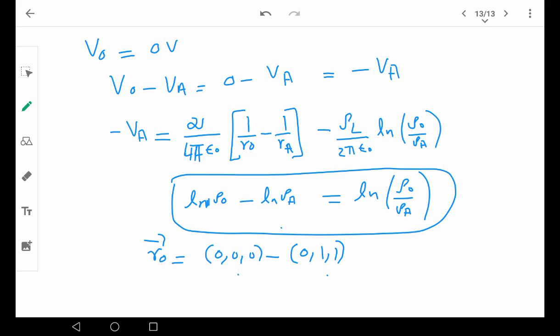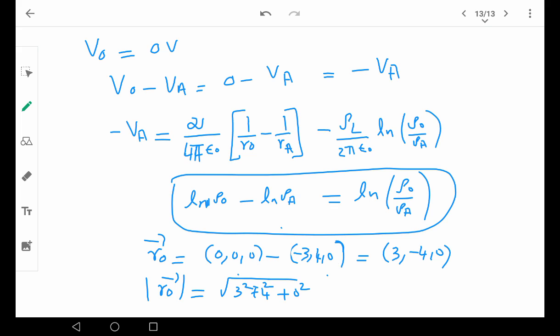There's the charge. Sorry, the charge is at the point (3, -4, 0). So you can find out the magnitude of R0 equal to the square root of 3 squared plus (-4) squared plus 0 squared, equal to 5. R0 is 5, right?